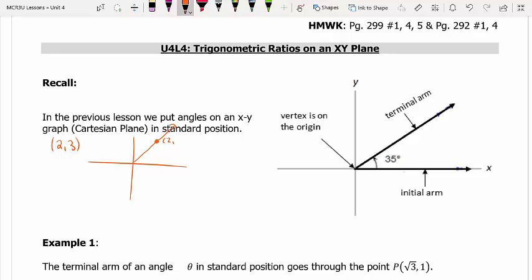You know that this is at (2, 3). Okay, you know your initial arm is on the positive x-axis, so your angle would be in between those two arms. Okay, and we're going to get into this in a little bit more detail, but just know that this is the direction we're headed with this lesson.